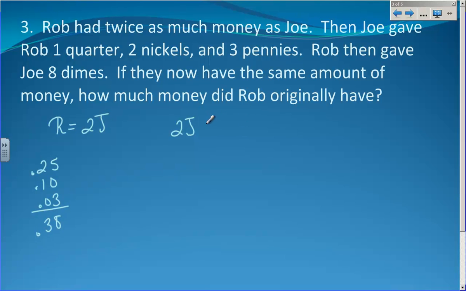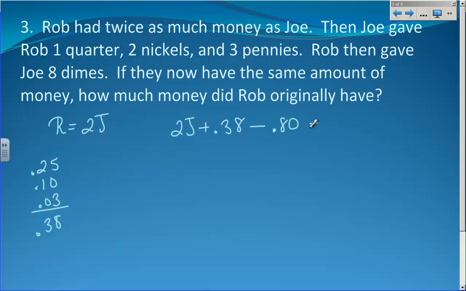And so Joe gave Rob 38 cents. So now because Rob is 2 times Joe, he has 38 cents more. But then Rob turned around and gave Joe 8 dimes. Well, 8 dimes is 80 cents. So from that money, he subtracted 80 cents.